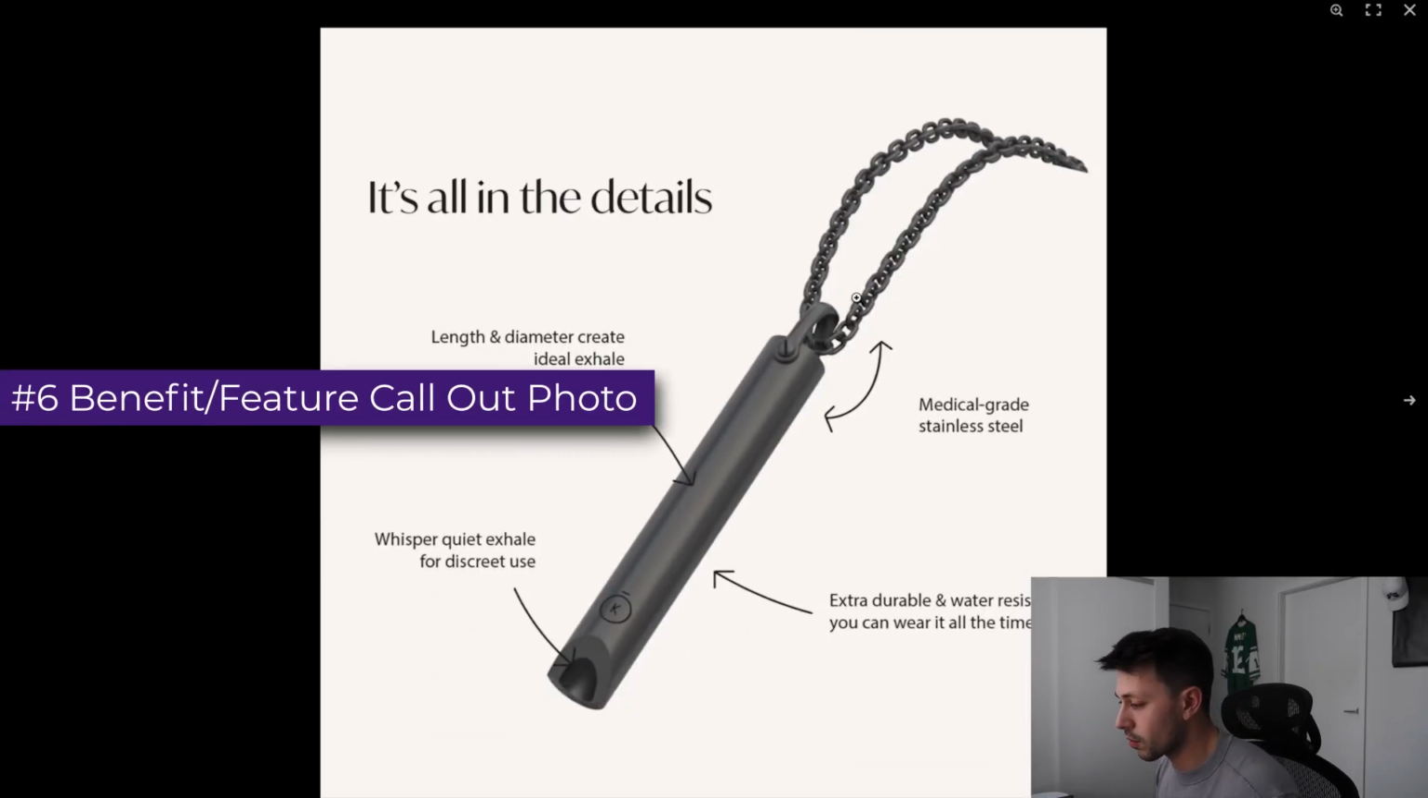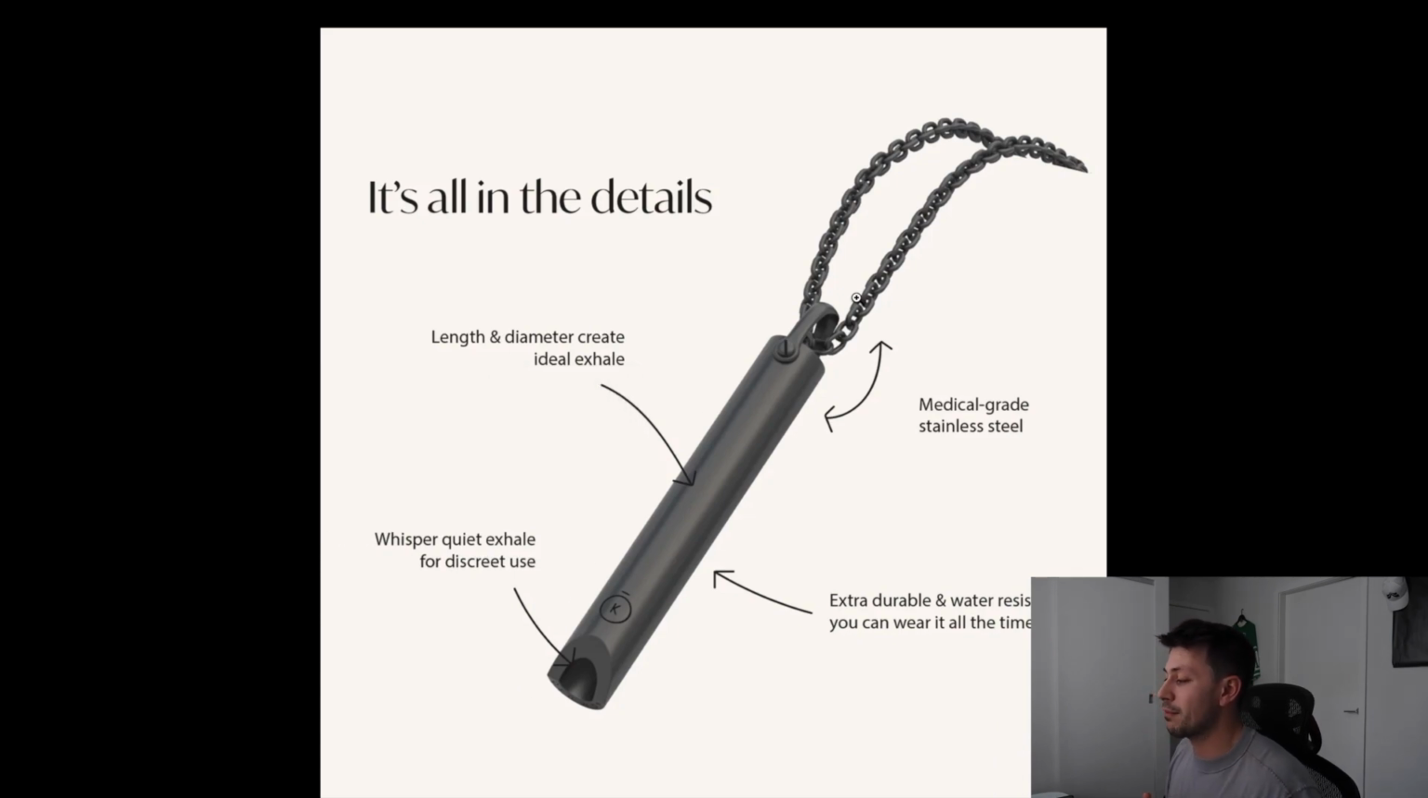Now, the 6th product order form image that you should have in your carousel is going to be a benefit or a feature call out image. You've probably seen this before, and that's because Amazon has made this extremely popular to add text and add certain features and benefit call outs on your product image to help people understand it a lot more clearly.